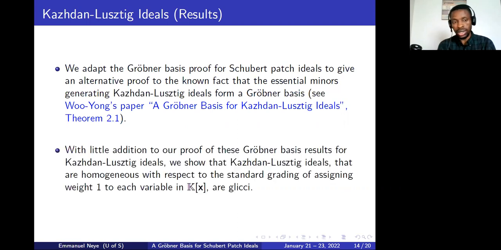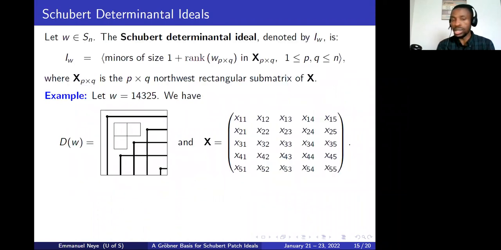And just like before, not all Schubert patch ideals are homogeneous with respect to standard grading. The same thing also here. Not all rank-list ideals are homogeneous with respect to standard grading. And with a little addition to our proof of this known Gröbner basis result for rank-list ideals, we're also able to show that rank-list ideals, those that are homogeneous with respect to standard grading, are glicci. And then one more implication, and I will be done with this.